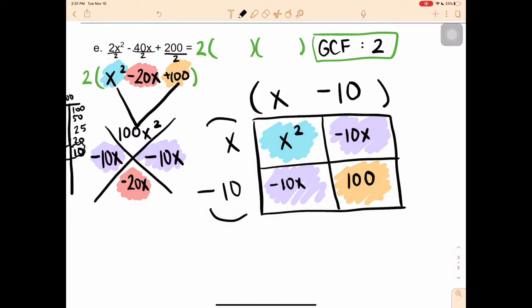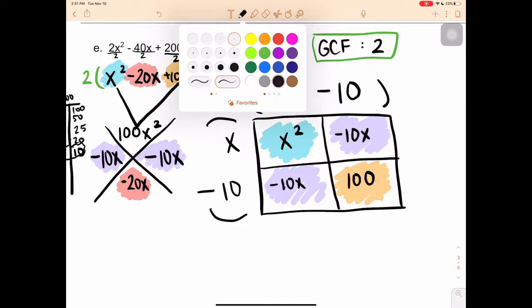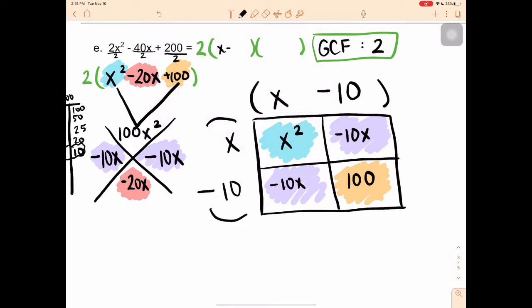So our final answer here is 2 times x minus 10 times x minus 10. Or you could also rewrite this as 2 times x minus 10 squared. Either way, either one of those would be an acceptable answer.